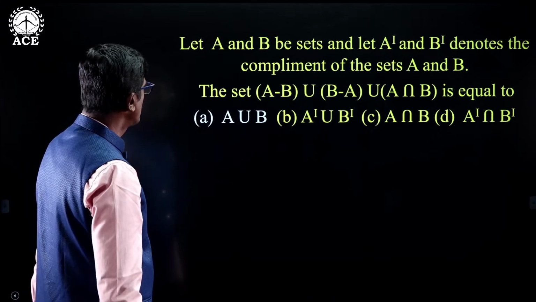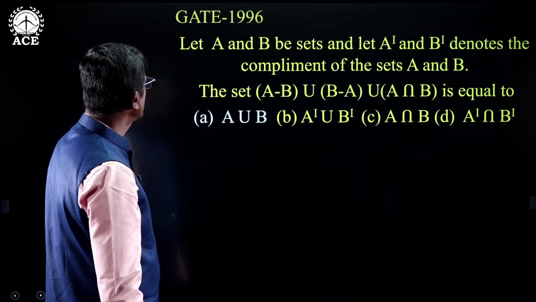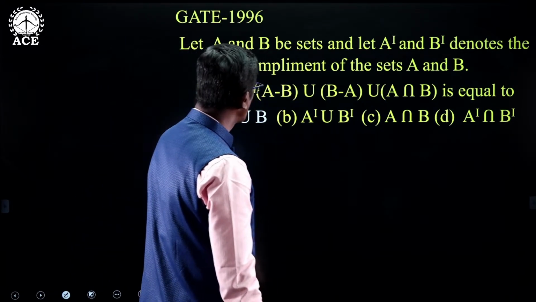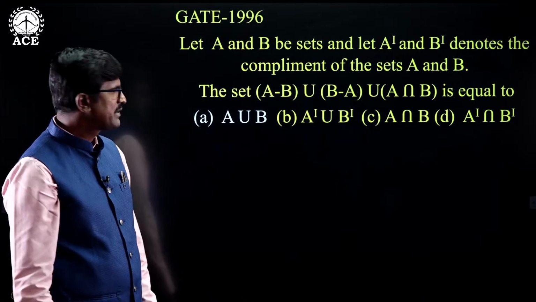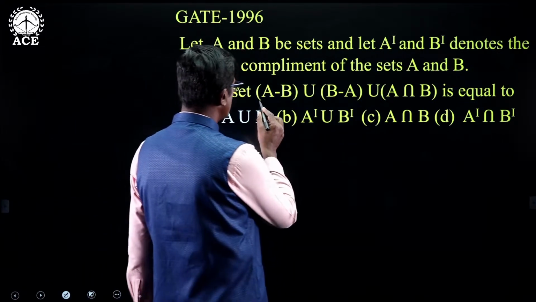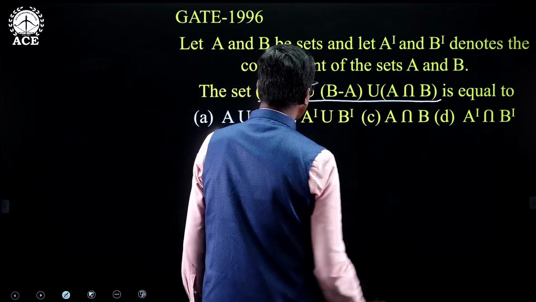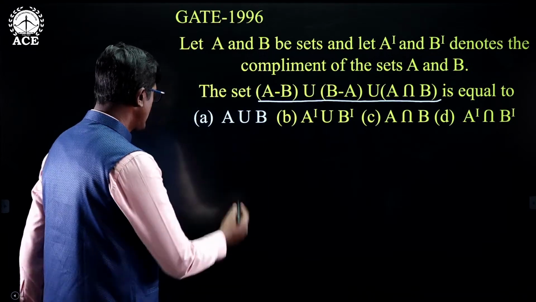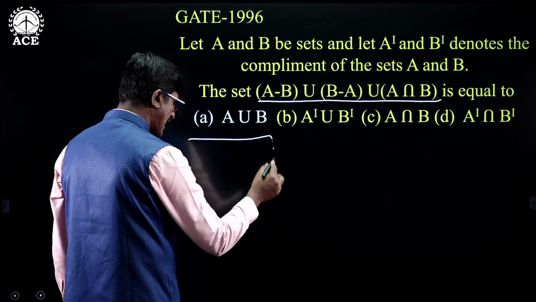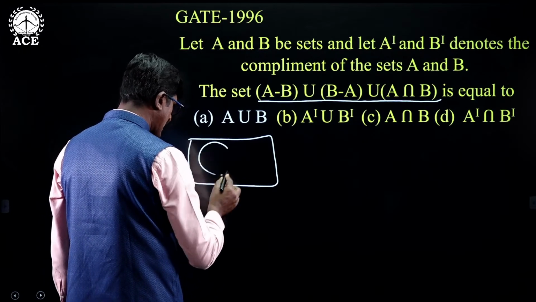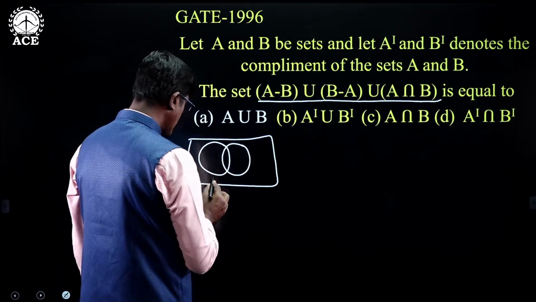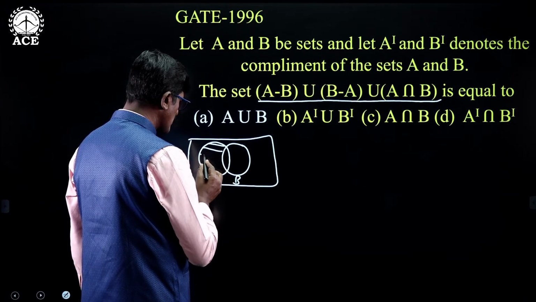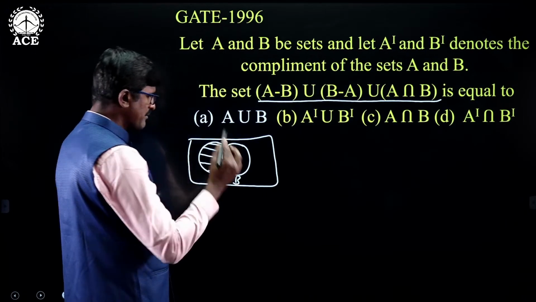Now the next one, I am taking this problem. It is given in GATE 1996. A and B are 2 sets and A dash and B dash denote the complements of A and B respectively. Now the set A minus B union B minus A union A intersection B is dash. These are all the options. Now we will find, first we will draw what is A minus B. If you draw A minus B, this is A, this is B. So A minus B means the exclusive region of A.